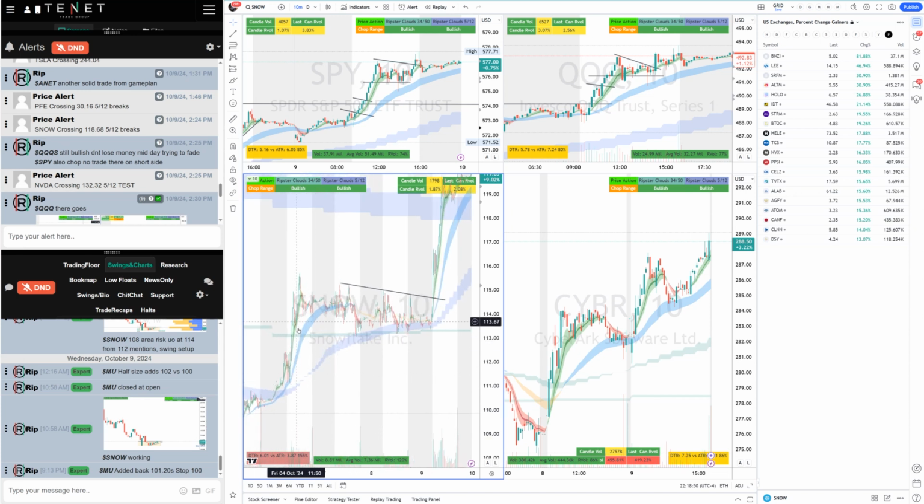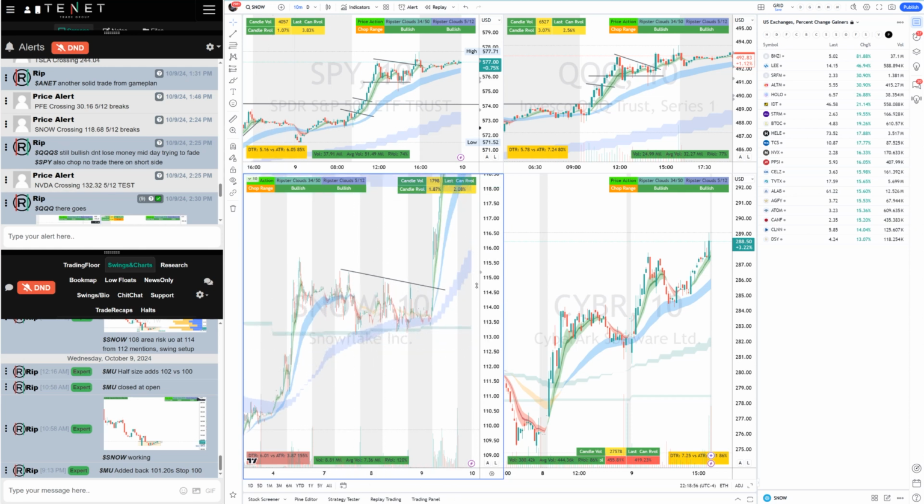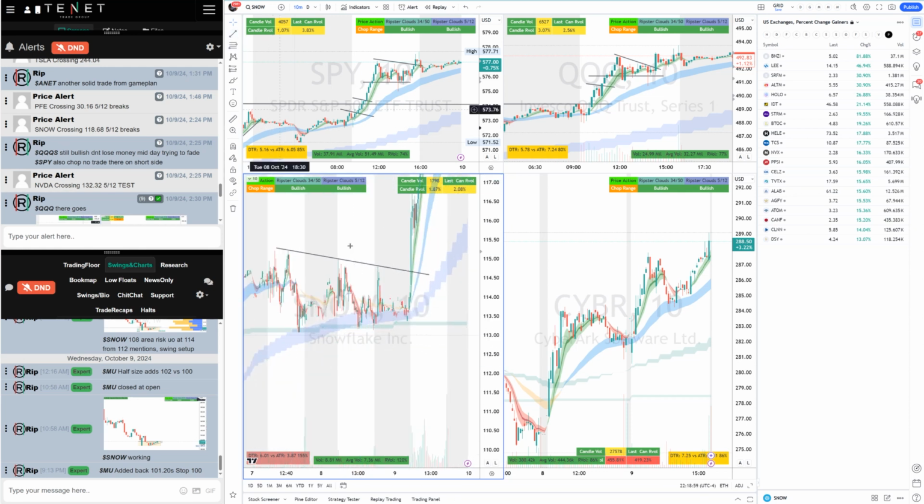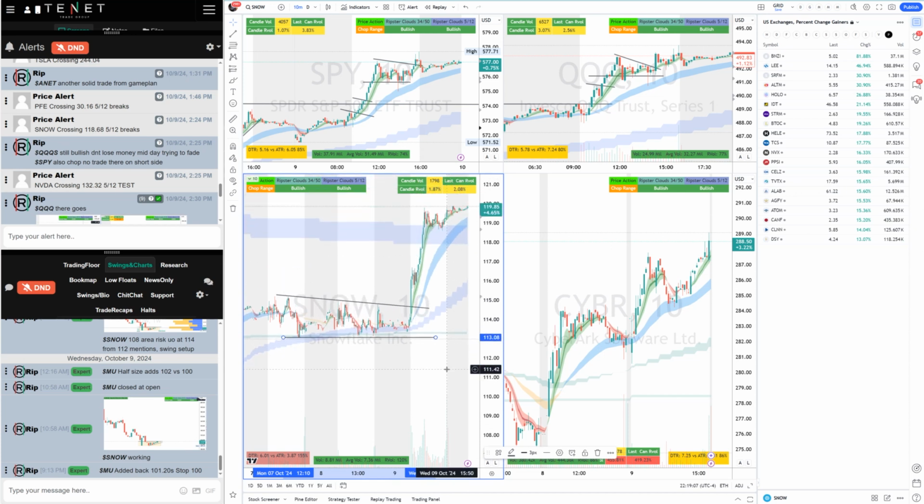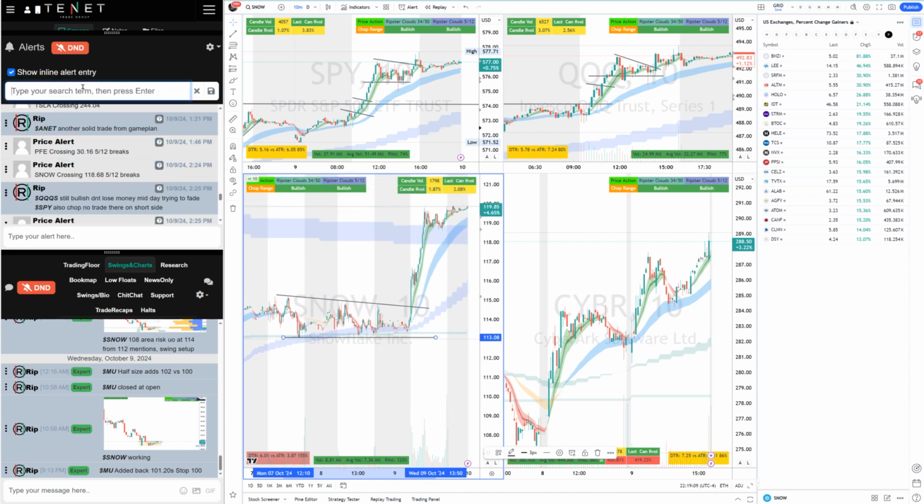But the good thing about SNOW is it never really broke down these MTF clouds. You see that 20 EMA? It never really broke down of that, if you see closely. So that would have been a good place to hold. And you could see there's a support, there's a support, there's a support, and then it pushes higher, right? That's what I mentioned in the morning.